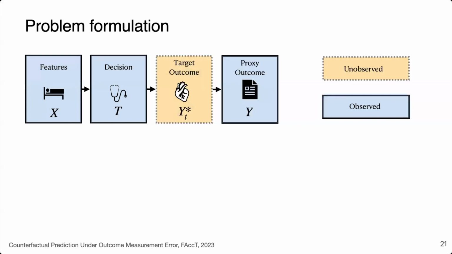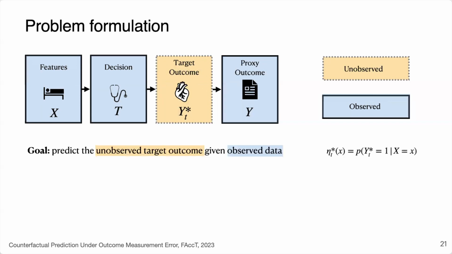But what we're really interested in predicting here is the target outcome of whether a patient would experience a biological heart attack if they were given the different treatment options that we're trying to consider with our algorithm. So what we really are curious about is whether a heart attack would biologically occur under treatment T. This is what's called a potential outcome in causal inference setups. More formally, our goal is to predict the unobserved target outcome of interest given these observed data sources, which is basically regressing y star on x.